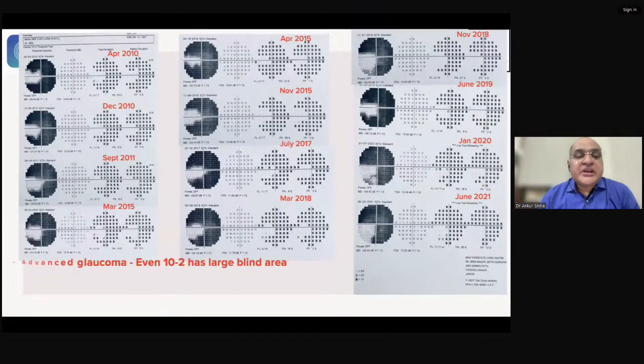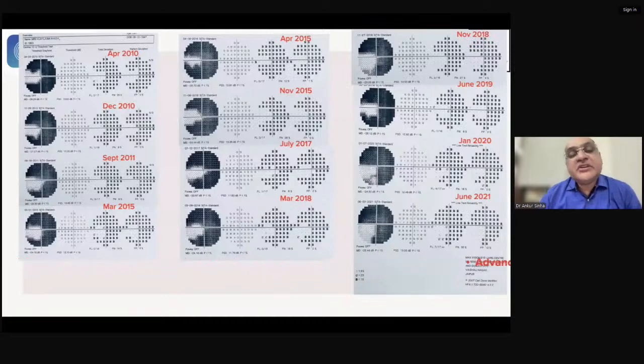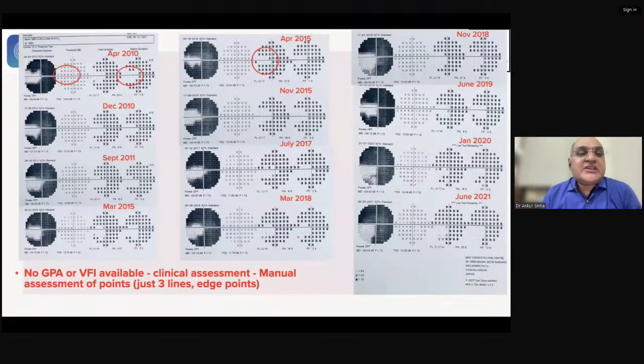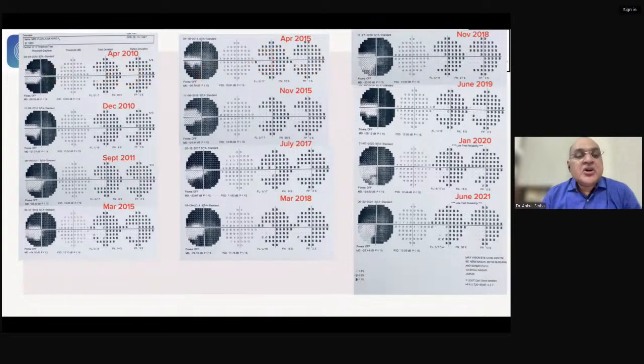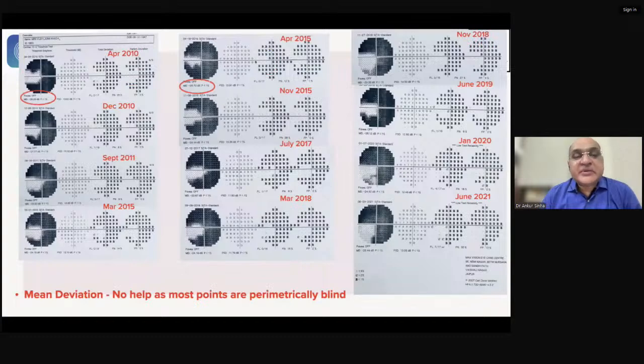This is a visual field of a patient who has advanced glaucoma, and we have a 10-2, and even on the 10-2, we have a large area which is blind in these visual fields. There are just 3 lines, which are also the edge points, available to us for manual assessment, and there is no GPA or VFI available here. Also, the mean deviation is not going to help because it is severely depressed.